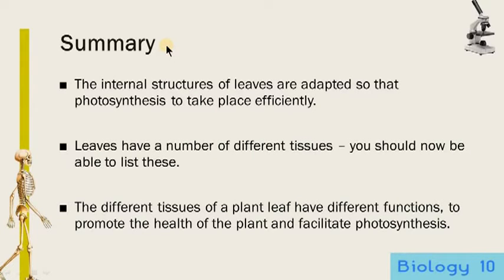So let's summarize. The internal structure of leaves is adapted so that photosynthesis can take place efficiently. Leaves have a number of different tissues. These include the waxy cuticle, the epidermis, the palisade mesophyll, the spongy mesophyll, the vascular bundles, the stomata, and the guard cells. Each section has its own function. This is to promote the health of the plant and to facilitate the process of photosynthesis.